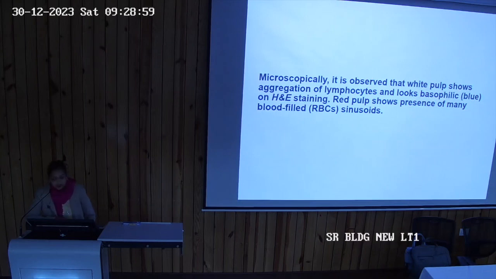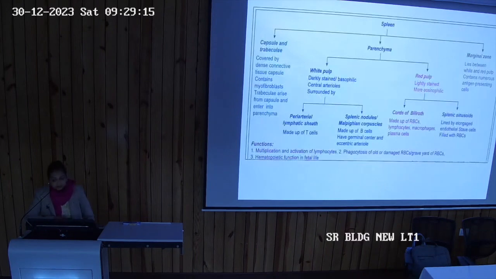So it is observed that white pulp shows aggregation of lymphocytes and looks basophilic, which is blue in color. Red pulp shows presence of many blood-filled RBCs, and so these are known as blood-filled spaces, sinusoids. This is the summary that we will see in the picture of histology.